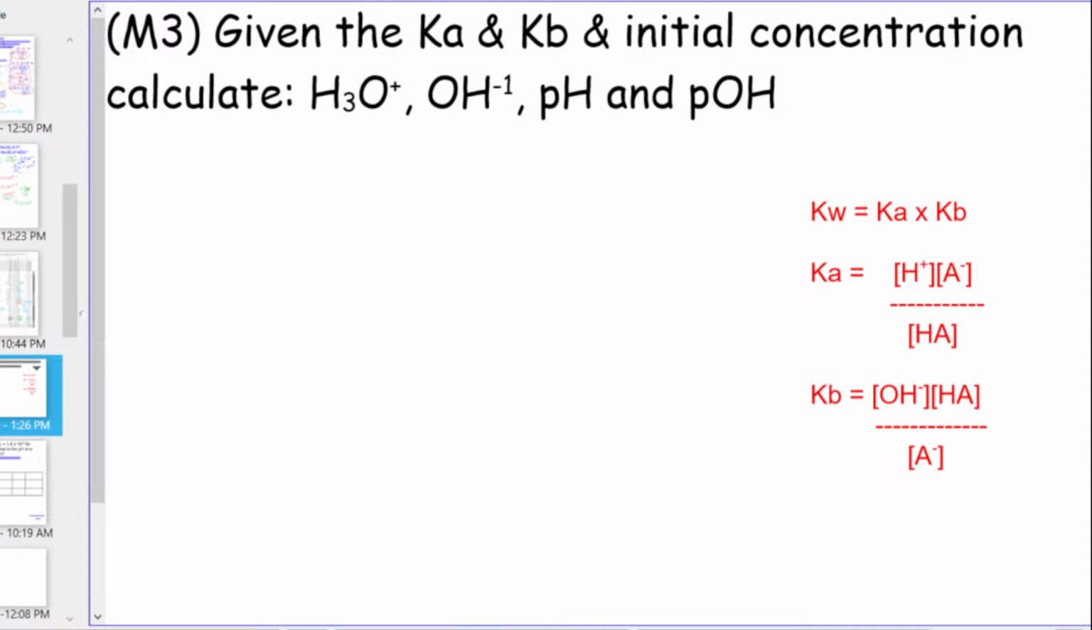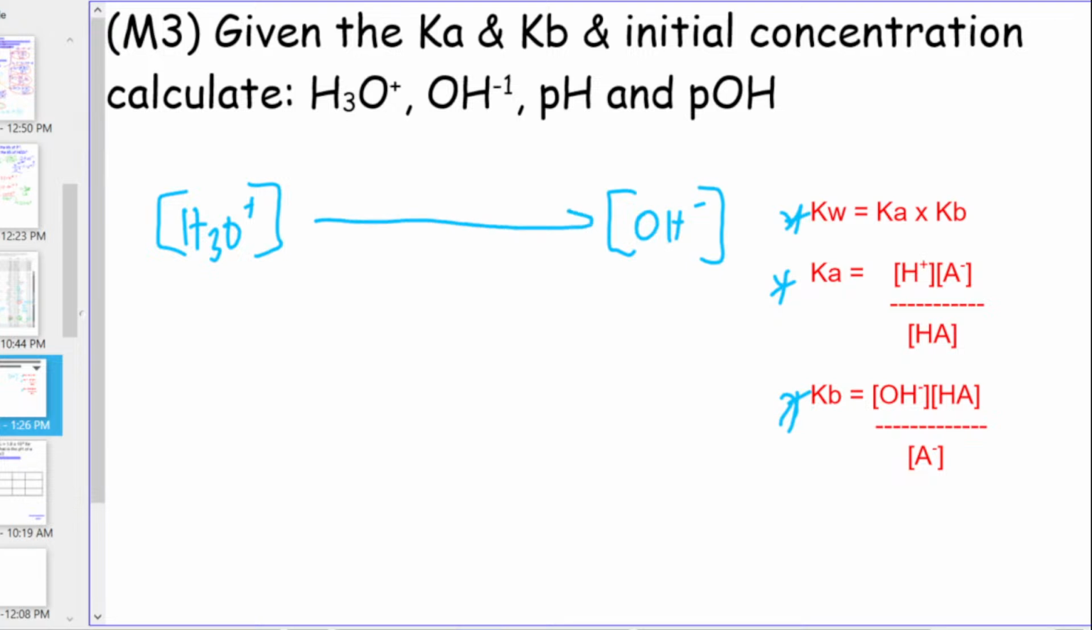Given the Ka and Kb and an initial concentration, calculate the concentration of H3O+, OH-, pH, and pOH. We now have a lot of formulas. We know quite a bit at this point. So just a reminder, you have Kw equals Ka times Kb. Ka is H plus times A minus over HA. Kb is OH minus times HA over A minus. And we have this diagram.